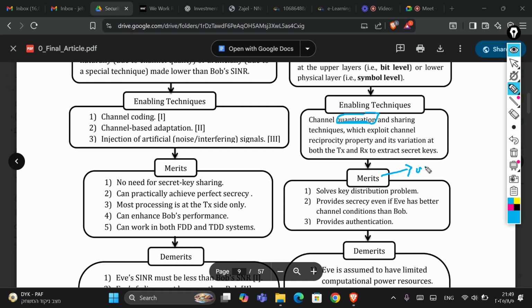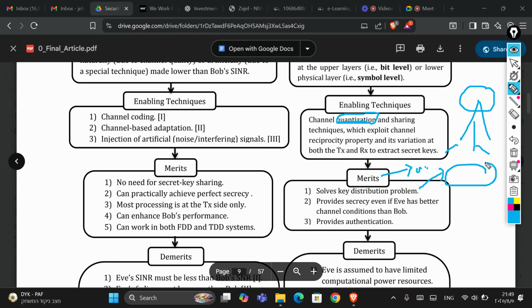Why does it solve the key distribution problem? Anybody knows? Because we don't need a third entity or a separate server that's responsible for distributing keys and sharing them between the transmitter and receiver. A trusted third party that manages the key sessions, updating them, renewing them, terminating them.